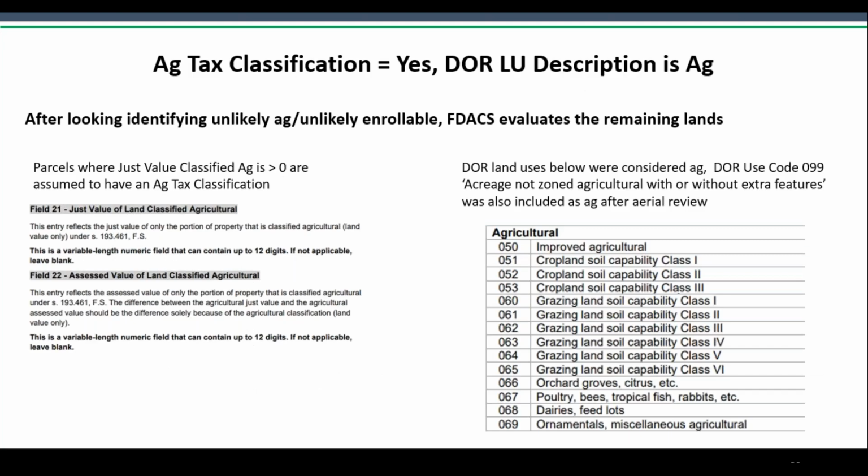So if a parcel does have an ag tax classification and the DOR land use description is agricultural, we expect that parcel to have agricultural activity. And here on the left, you have just a short description of the just land value attribute. And then on the right, you have those lists of agricultural categories. Next slide, please.